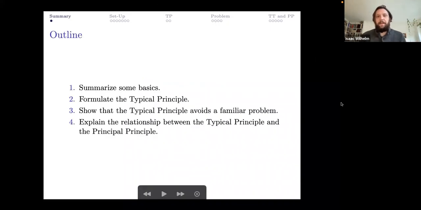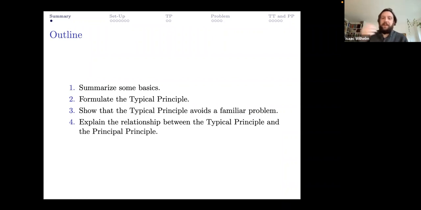So to start, I'm just going to summarize some basics. I'm going to give a first pass explanation of what typicality is. Then I'm going to talk a little bit about what evidence is, and then about one of the most complicated features of the principle, the notion of inadmissibility, what it is for one proposition to be admissible or inadmissible with respect to another, which is going to help this principle avoid some problems that have been raised in the literature for principles in the same spirit as this one. And that's going to be the third part of the talk, showing how the principle avoids this sort of problem.